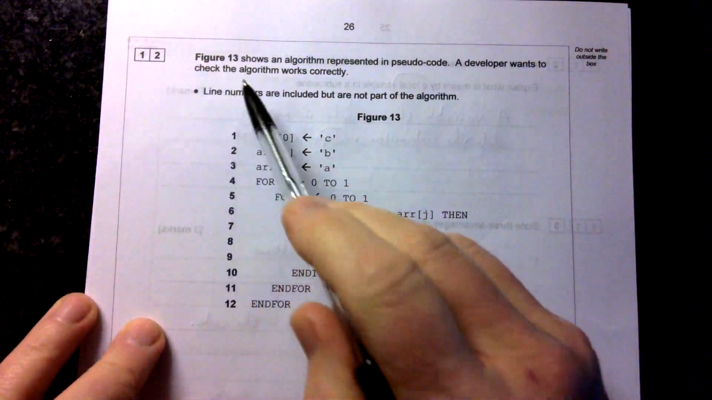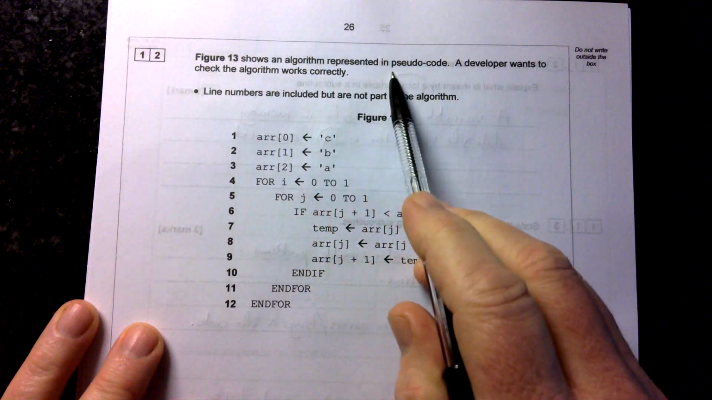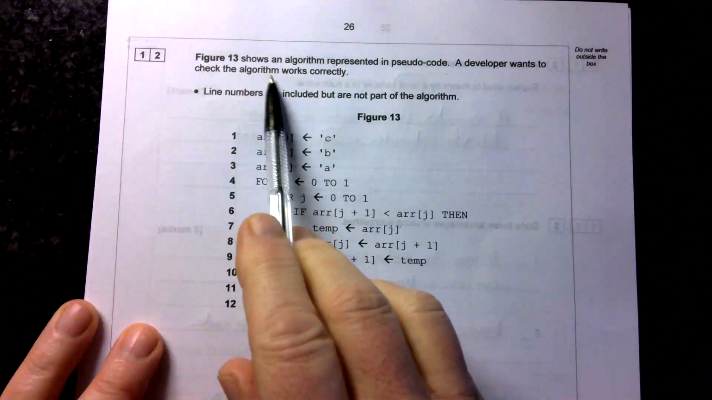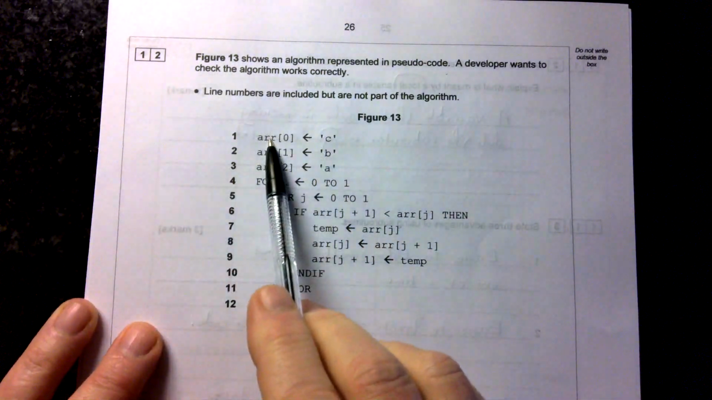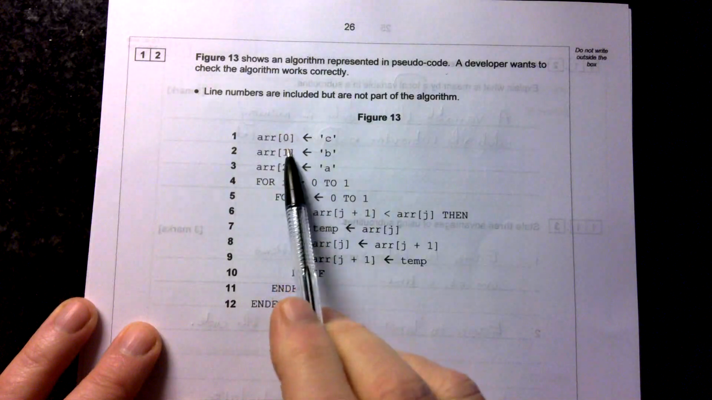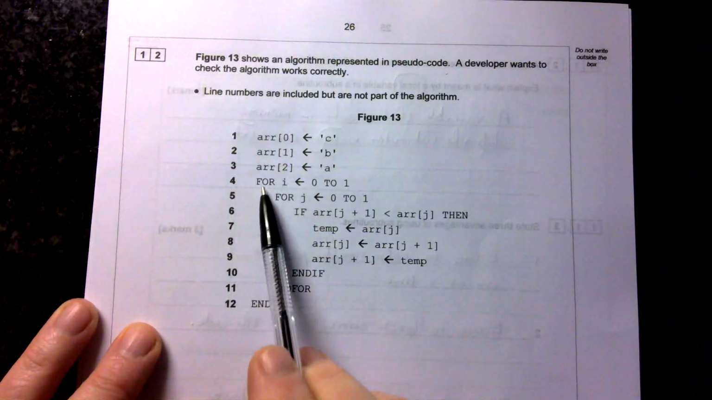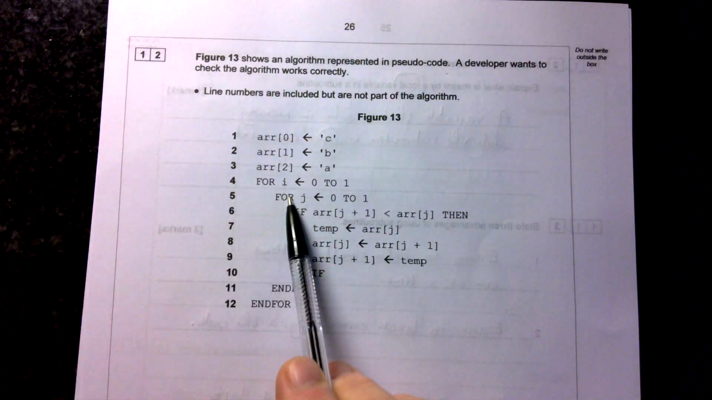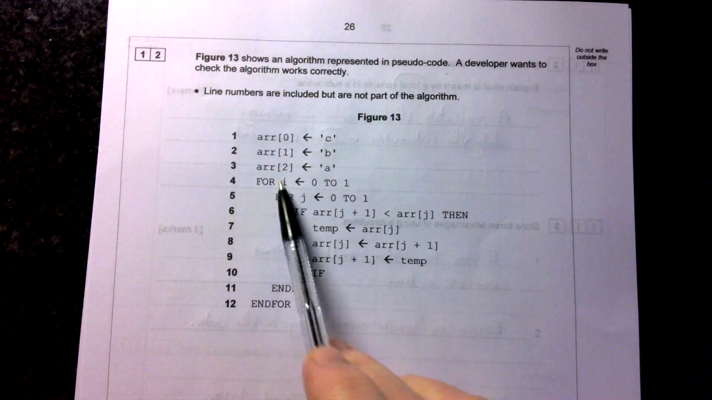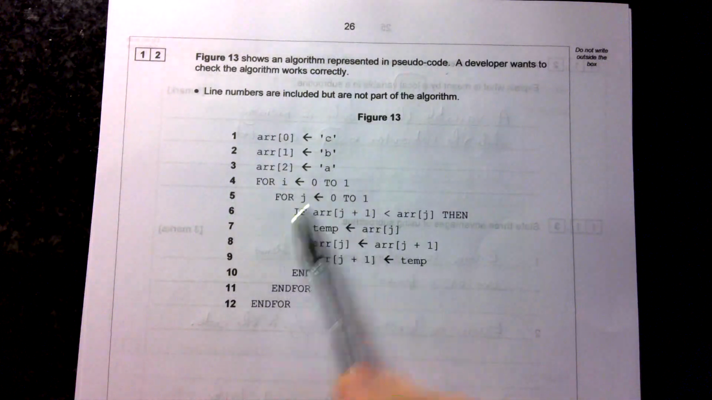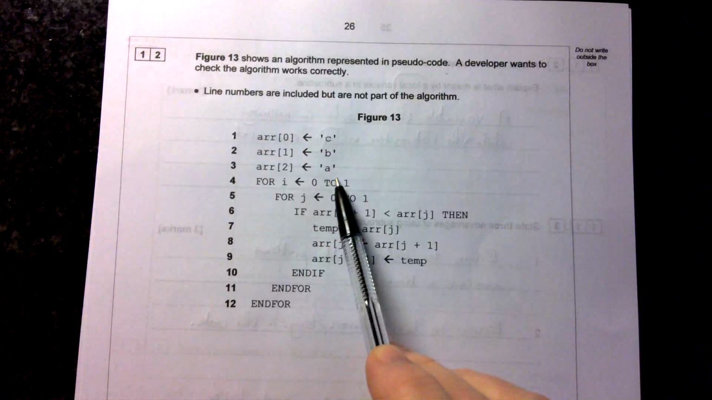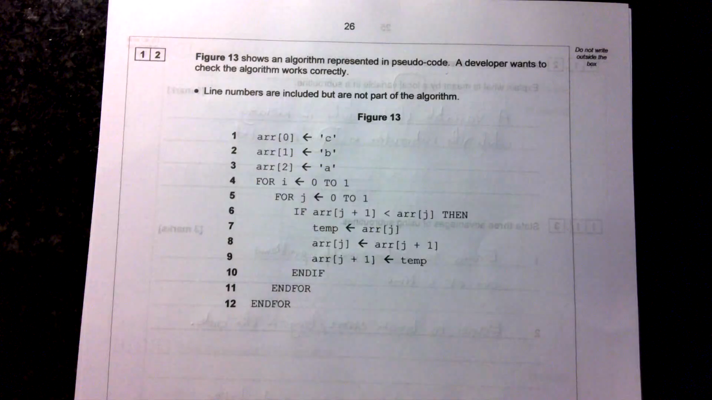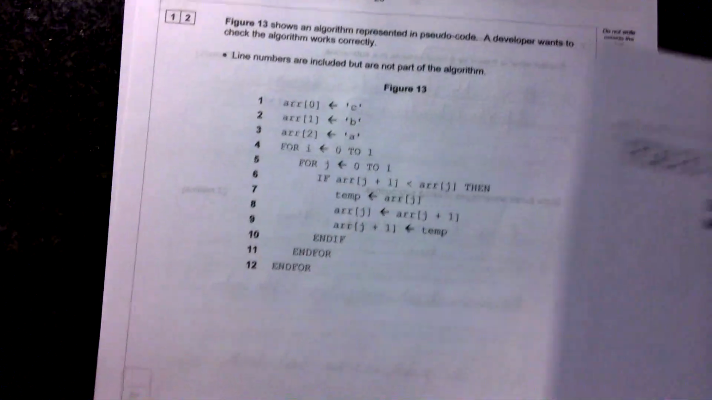Okay, question 12. Figure 13 shows an algorithm represented in pseudocode, so we're still in pseudocode. The developer wants to check the algorithm works correctly. So we've got some kind of array here with 3 values in it. We've got a for loop, so definite iteration, and another for loop nested inside it. So when i is set to 0, then j will go from 0 to 1, then back, then i will go to 1, then j will go from 0 to 1 again. So we've clearly got one loop working inside another loop.